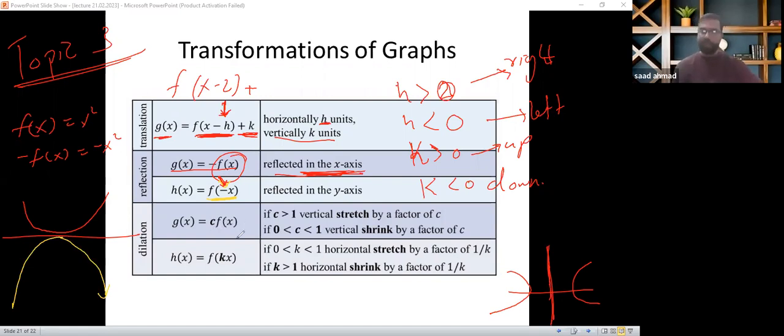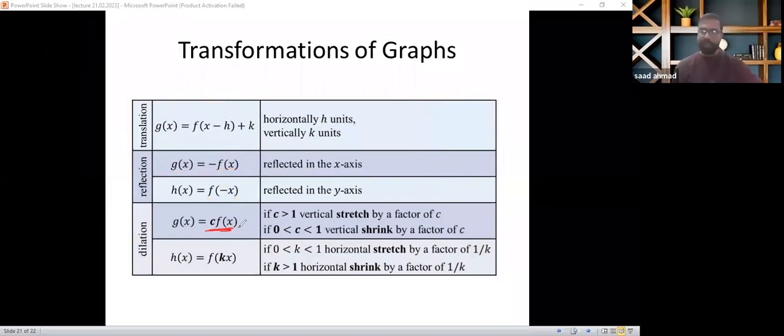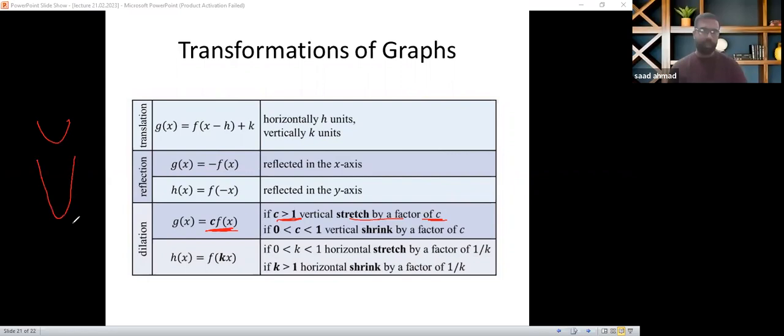Then this is c times f of x. If you multiply the graph of the function by some number c, and c is greater than 1, then it's a vertical stretch by a factor of c, like it's being stretched vertically. Let's say before, it was this much vertically, then at the same time it will be vertically stretched like this.